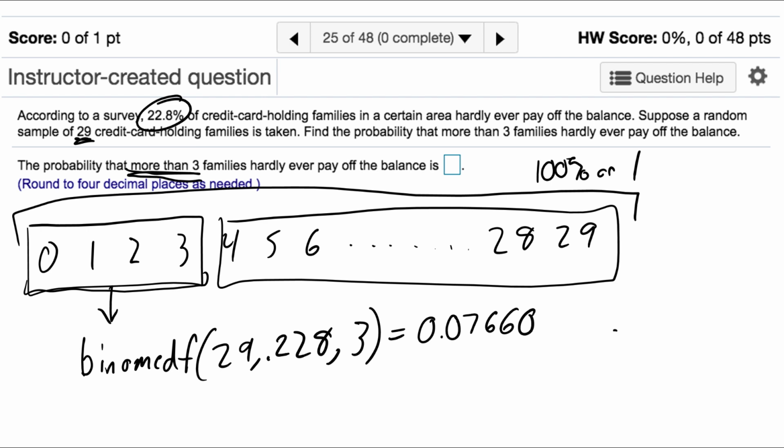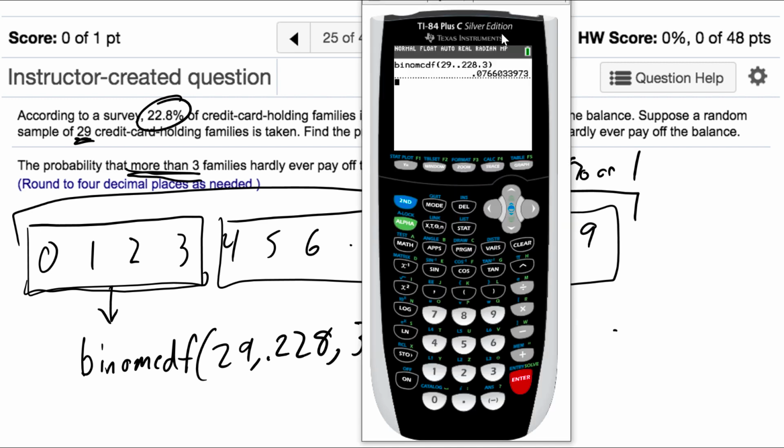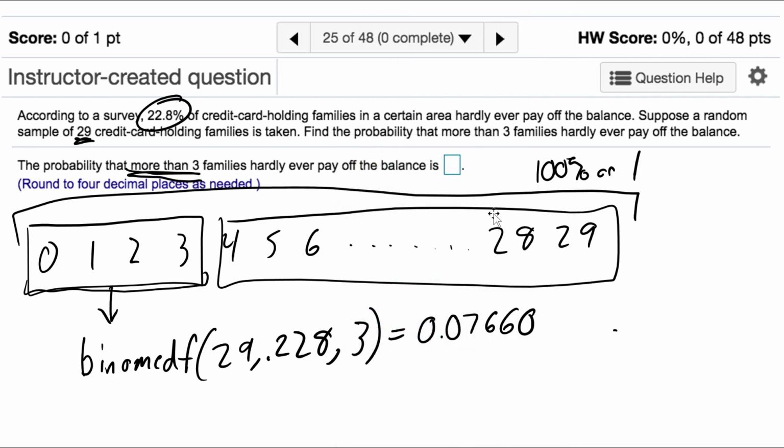All right. Did I do that right? Yes. Okay. 0.0766. We're usually going to do 4 decimal places, though, so I don't know why I wrote 5. 0.0766. All right, so that is the opposite of what we're looking for.